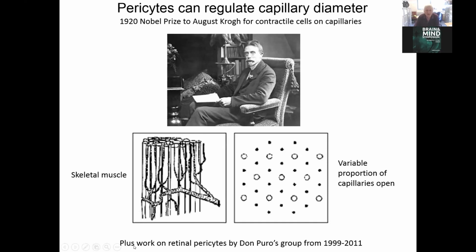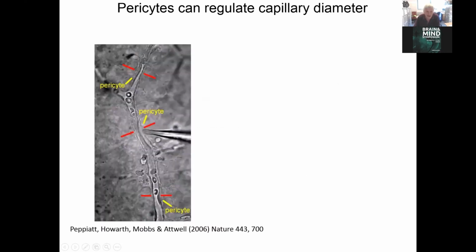And valuable work has also been done since by Don Puro's group on retinal pericytes. But it turns out that much of this original work of Krogh has simply been forgotten. And so I want to start out by showing you that pericytes really can constrict and dilate blood vessels. So this is a blood vessel in the retina where it's easy to get a large piece of capillary in focus at the same time.